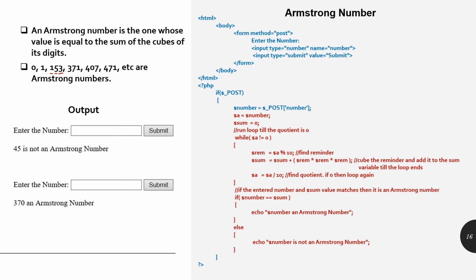Now we are going to check whether the given number is Armstrong or not. An Armstrong number is one whose value is equal to the sum of the cubes of its digits. For example, 153 is an Armstrong number.